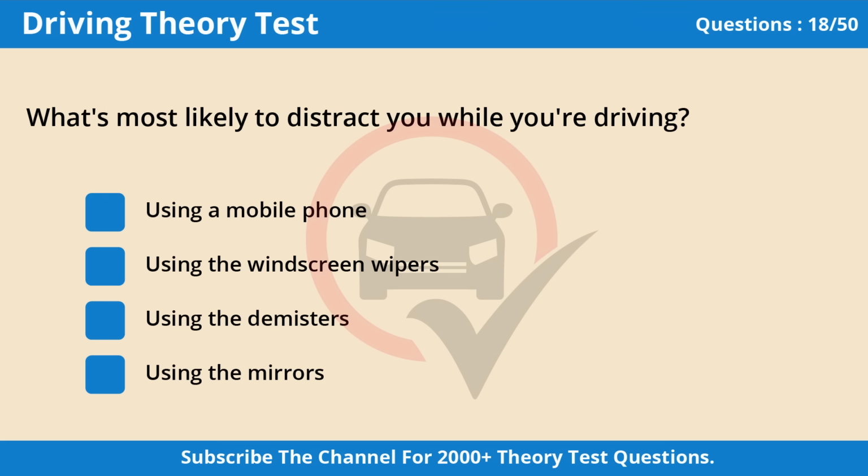Question 18. What's most likely to distract you while you're driving? A. Using a mobile phone. B. Using the windscreen wipers. C. Using the demisters. D. Using the mirrors. The answer is A. Using a mobile phone.